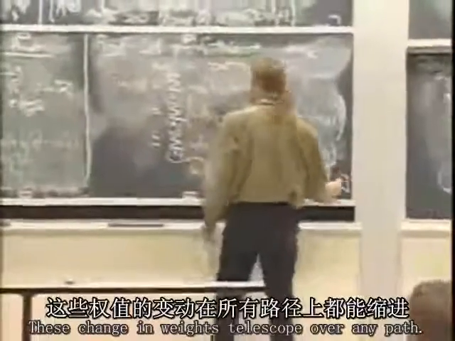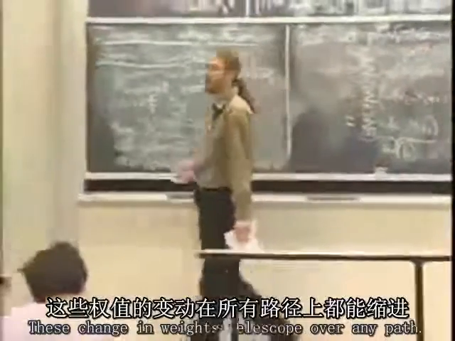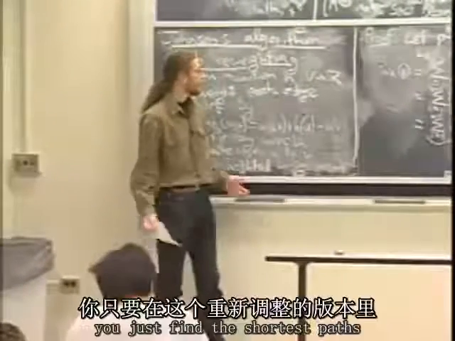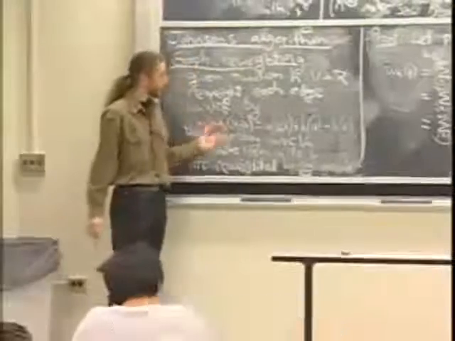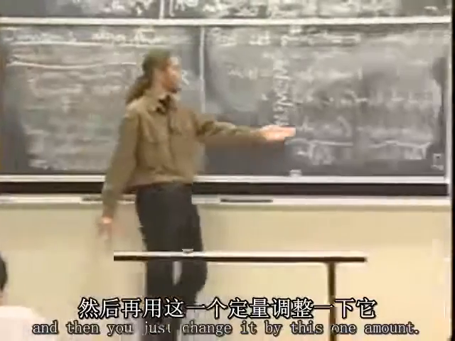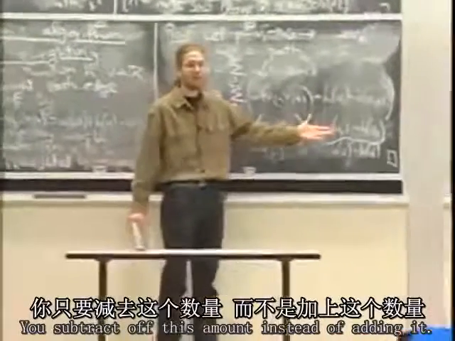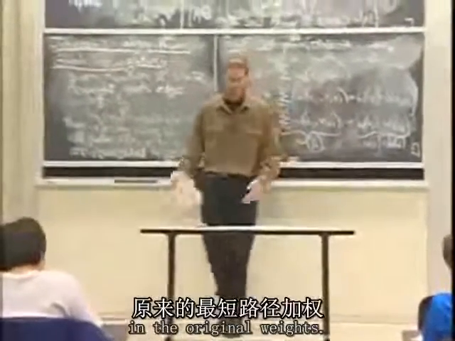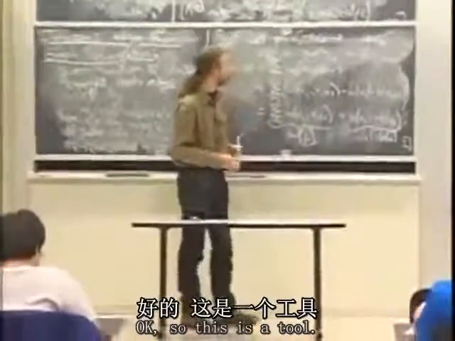These changes in weights telescope over any path. Therefore, if we want to find shortest paths, you just find the shortest paths in this reweighted version, and then you just change it by this one amount. You subtract off this amount instead of adding it. That will give you the shortest path weight in the original weights. OK, so this is a tool.